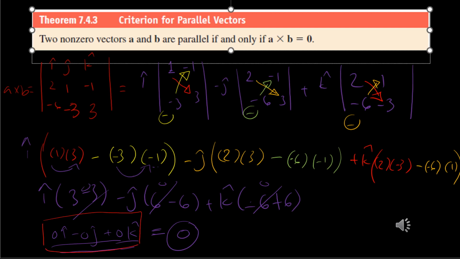Okay, now the cross product turns out to be 0, which means that the vectors A and B are parallel vectors.